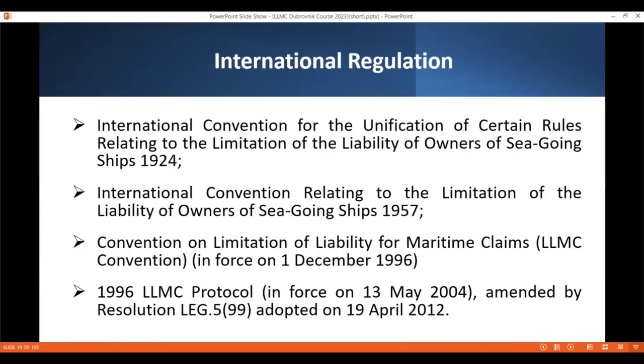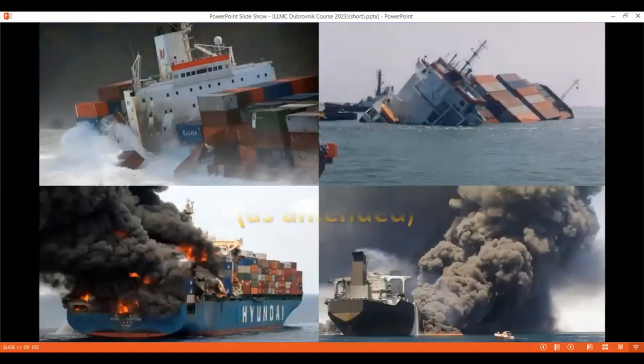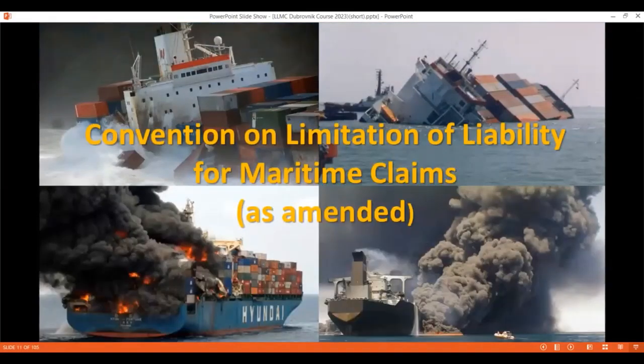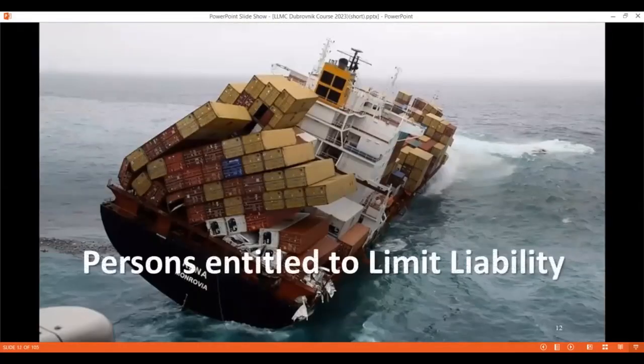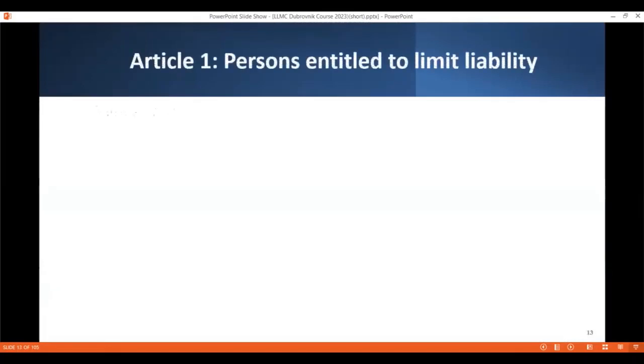So what we'll do is that we're going to discuss this convention as amended, as one, rather than discussing them separately. So we're going to discuss the LLMC convention as amended. We start first with the persons entitled to limit liability.